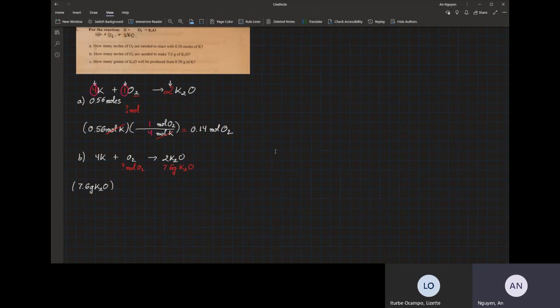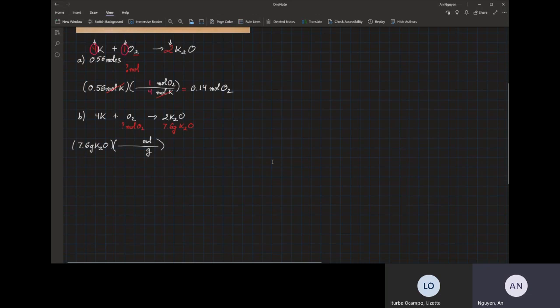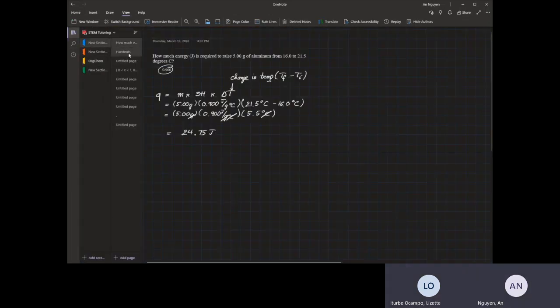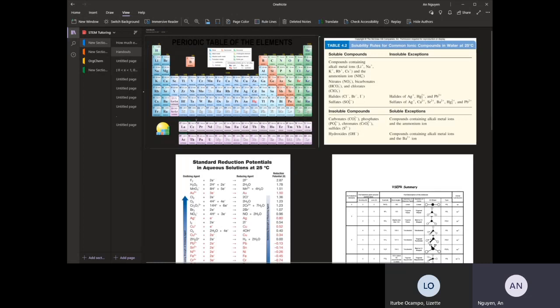Okay, so again, we would start from what we have here, 7.6 gram of K2O. But then remember, the balanced equation only tells you the conversion between moles to moles. So we only have grams. So first we have to convert grams to moles. In order to convert to moles from gram, and this is K2O, we would have to look at the periodic table to find the molar mass of K2O. Let me find, I think I have the periodic table over here.